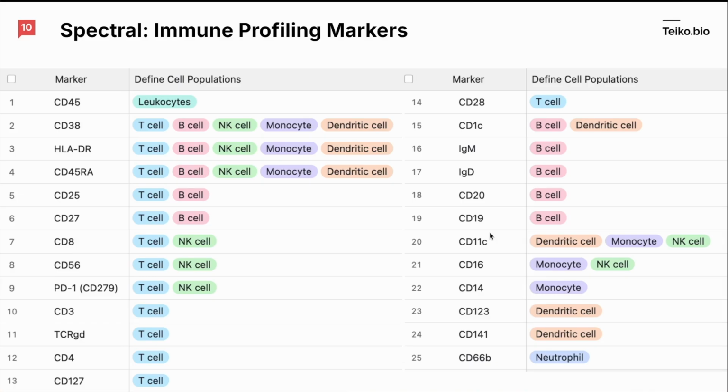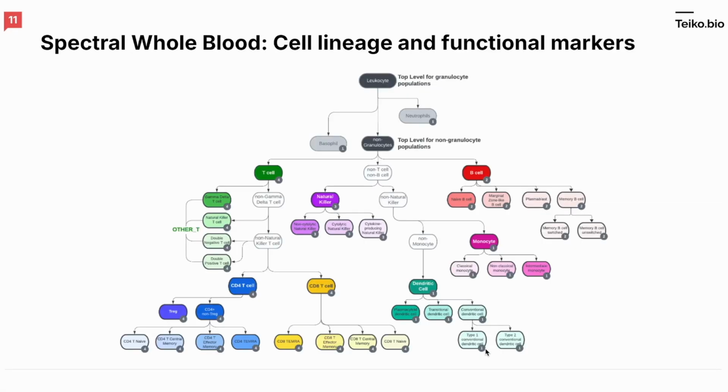So more details on what we tested. We tested a large 25 marker spectral flow panel. So we started all the way at CD45, going down to CD127, CD28, CD66B, covering all the major cell lineages: T, B, NK, monocyte, dendritic cell, and so on. Here's a quick snapshot of that entire cell lineage and functional markers. You can see the leukocytes over here, the T cells here, CD4 T cells and all the different lineages, CD8 T cells, the natural killer cells, dendritic cells, monocytes, and B cells. And the gating charts are all online if you're interested in drilling down in more detail.